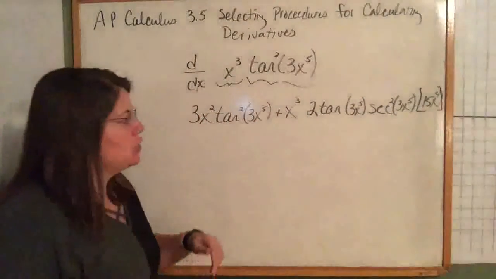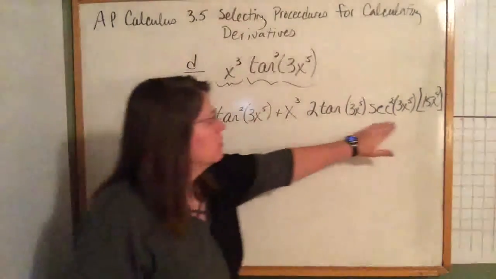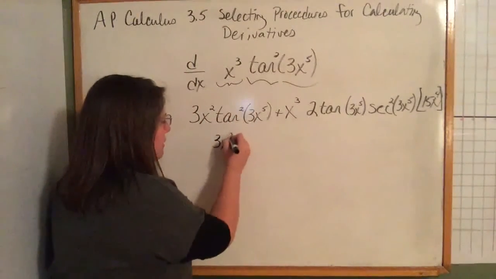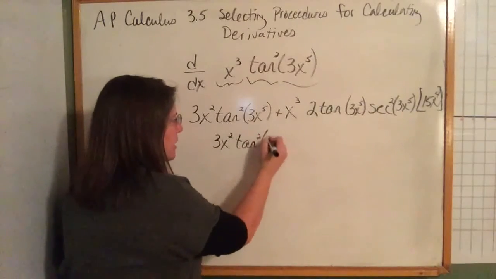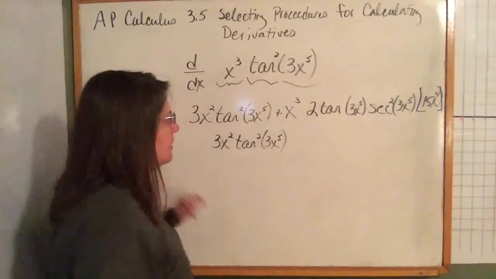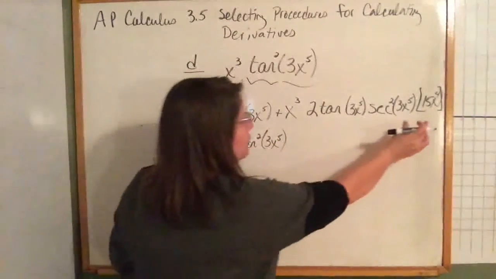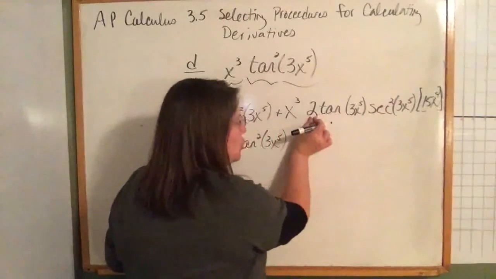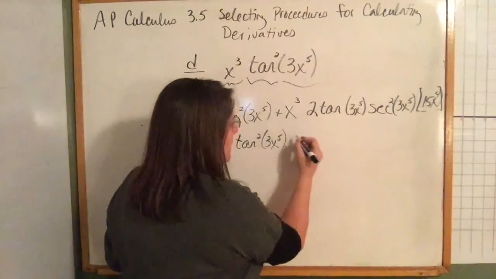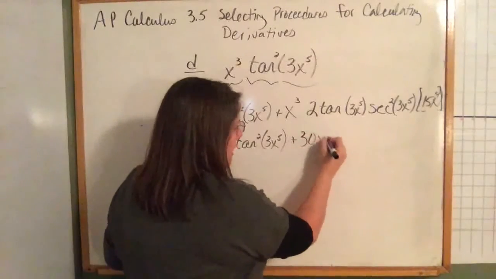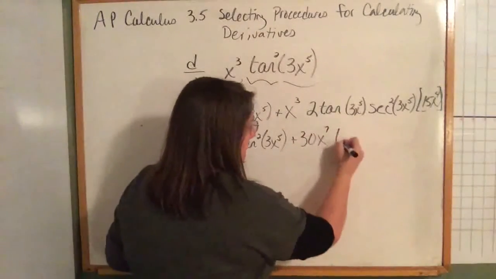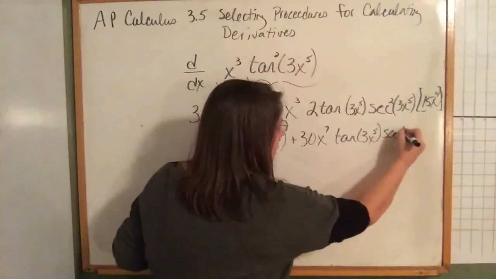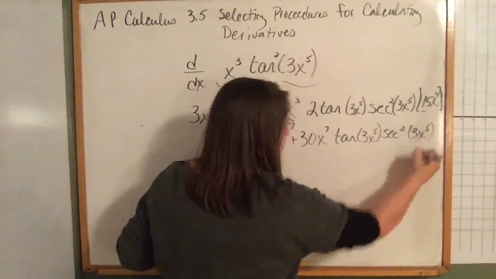And then we just need to simplify that a little bit, make this look a little bit nicer here. So for this one, there's really not a whole lot we can do. 3x squared, tangent squared, 3x to the 5th. Over here, this 15x to the 4th needs to come out to the front. So the 15x to the 4th times 2 times x cubed would be a 30x to the 7th times tangent 3x to the 5th secant squared 3x to the 5th.